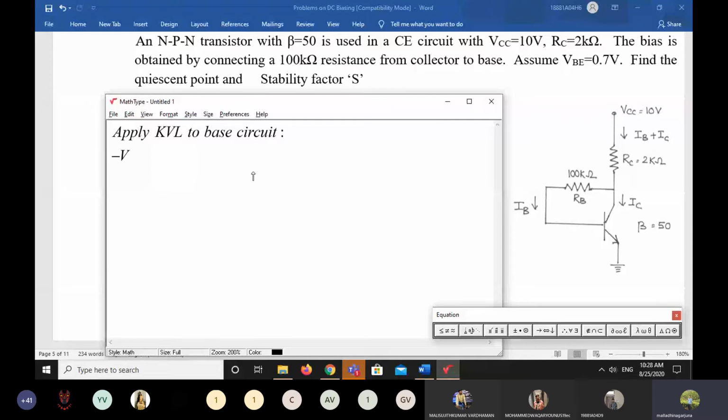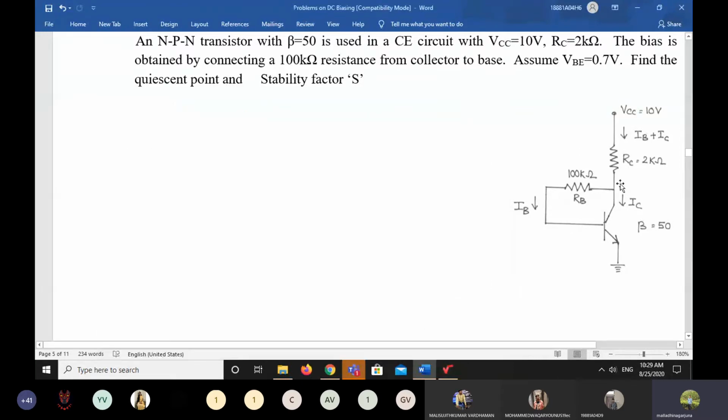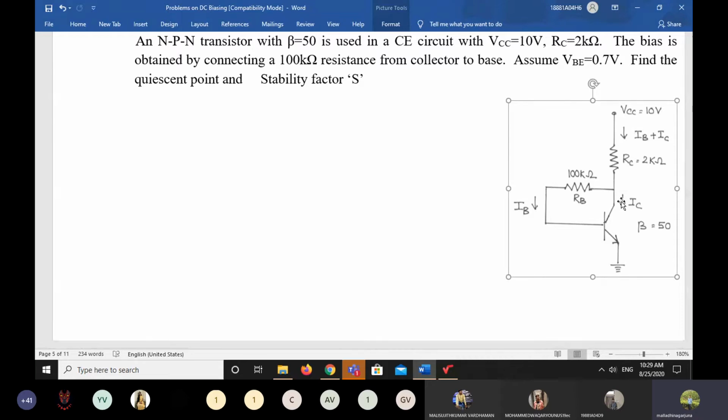So minus VCC plus, see that RC resistor, and this is the junction here. Across this junction you apply KCL. This current is IB, the base current, and this current is IC, the collector current. These two currents are leaving the node. The sum of the currents entering the node is equal to the sum of the currents leaving the node. We know that.